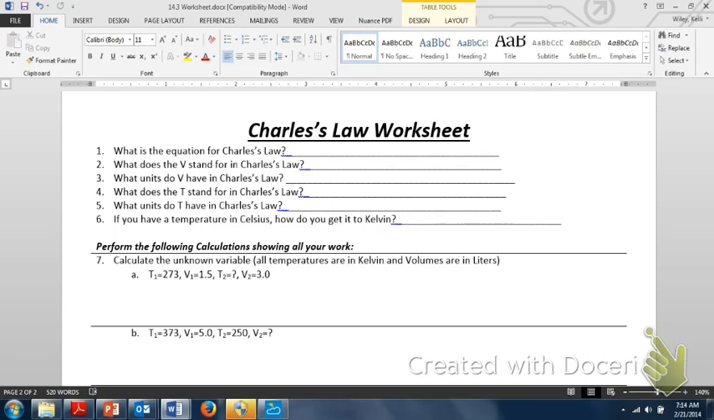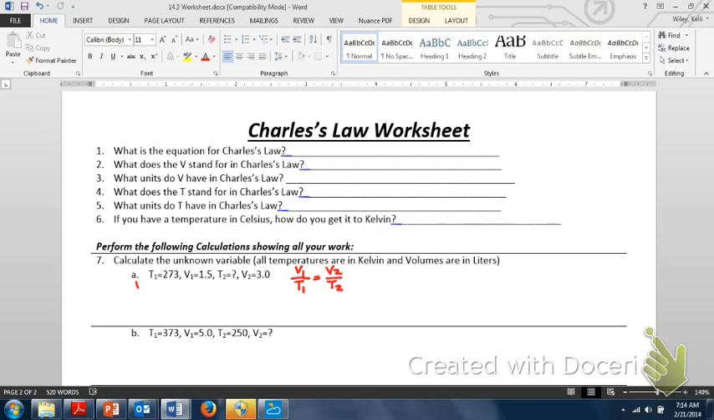Starting off, we'll just do this first one here, number 7A. Hopefully everybody knows at this point at least the equation, right? So you've got V1 over T1 equals V2 over T2. That's our equation we're going to use, right? The problem here gave you all the information.